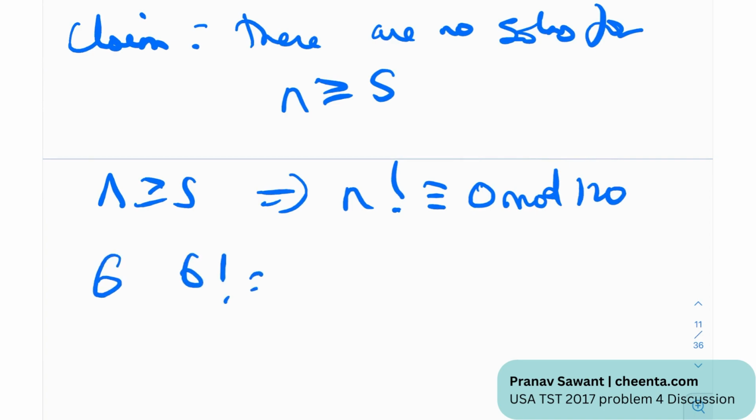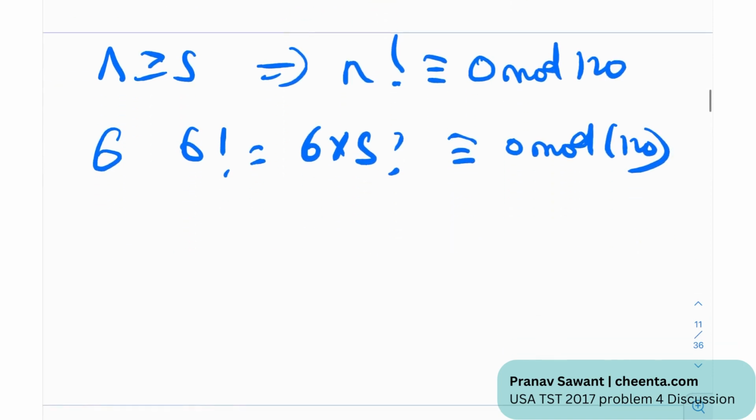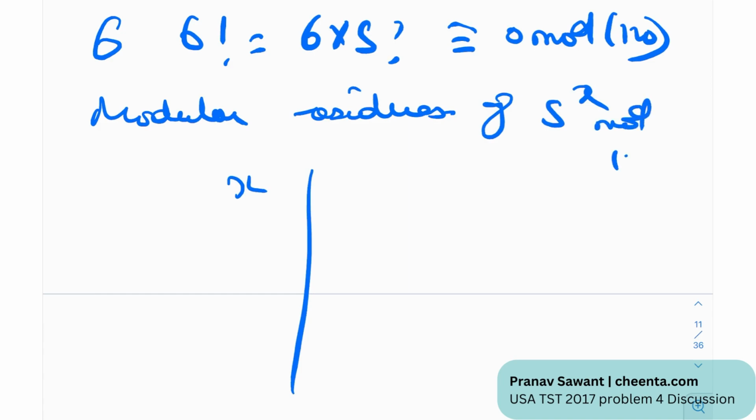6 factorial can be written as 6 times 5 factorial, which is obviously 0 mod 5 factorial, so 0 mod 120. This is a standard observation. Now we're going to see the concept of modular residues. We can compare the modular residue of 5 raised to the power x. We just make a table, 5 raised to the power x mod 120, and then compare it with 5 raised to the power x mod 20.